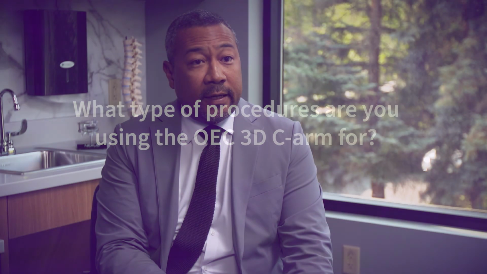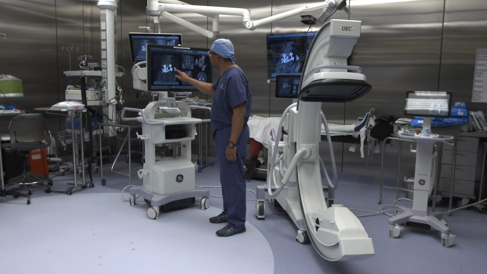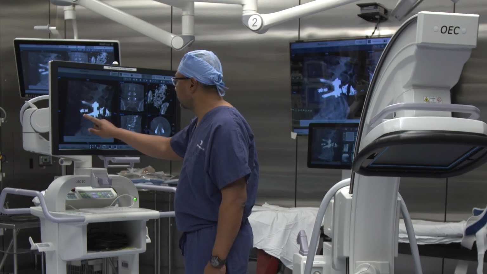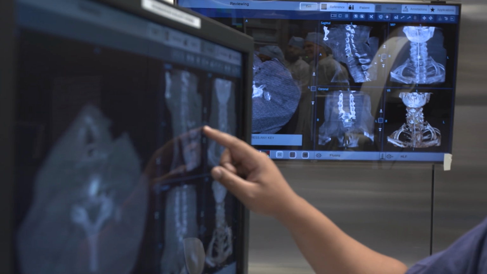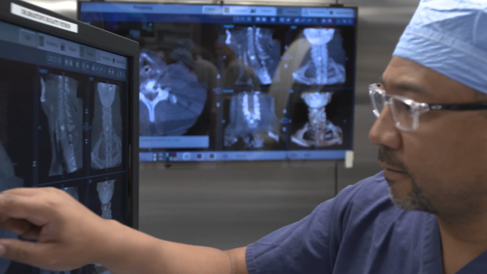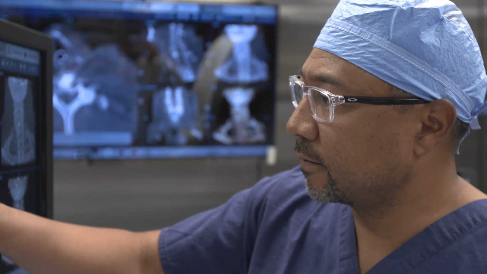The OEC 3D has really been a game changer in my practice. We use them for artificial disc replacement surgery, both in the cervical and lumbar spine, arthrodesis or spine fusion operations, as well as discectomies and laminectomies, as well as neuromodulation cases where we're implanting spinal cord stimulators. It really takes the place of a traditional C-arm because it does everything that a traditional C-arm does, plus it can render 3D reconstructed images for more precise localization.